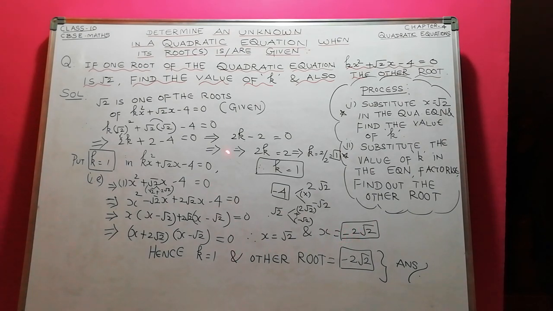Hence, we can conclude this question. We have arrived at both the things we want in the question. First, the unknown k, the value is 1, and the other root is minus 2 root 2.